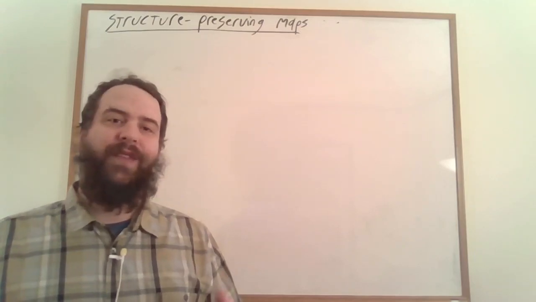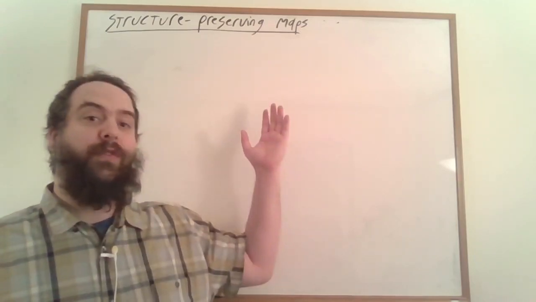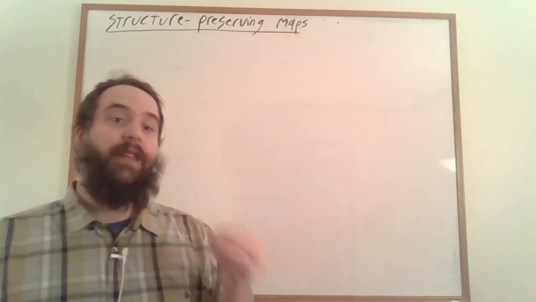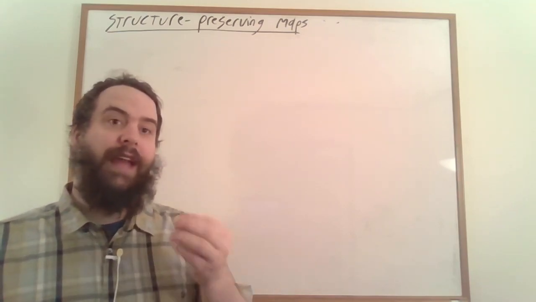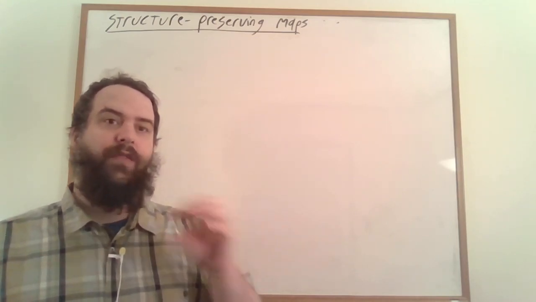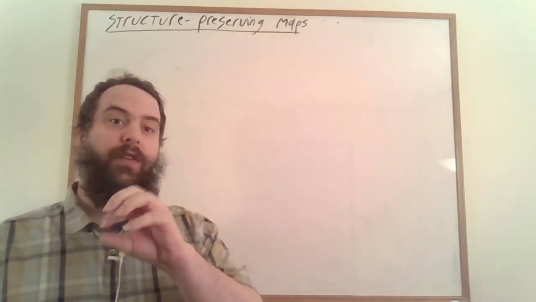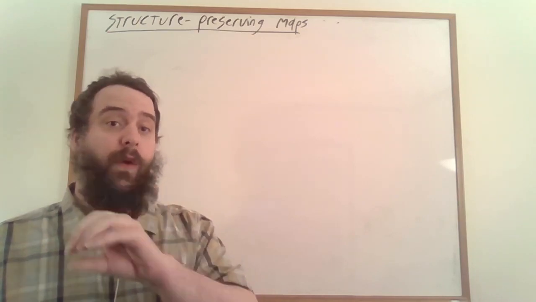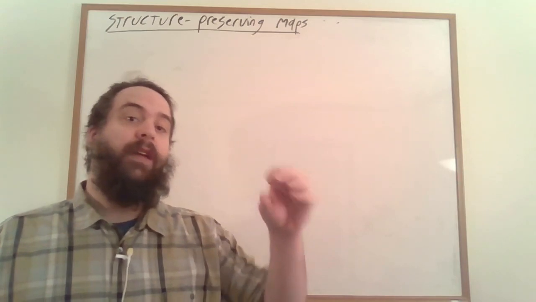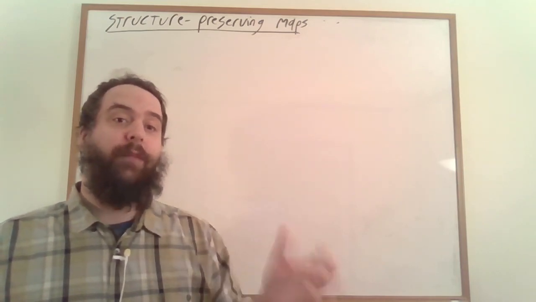Hello, in this video I'd like to talk about structure-preserving maps. These are functions from one structure to another. They take in elements of one structure and output elements of another structure in a way that, if those elements are related to each other in a particular way before applying the function, and then we apply the function to them, they're going to stay related in that particular way.